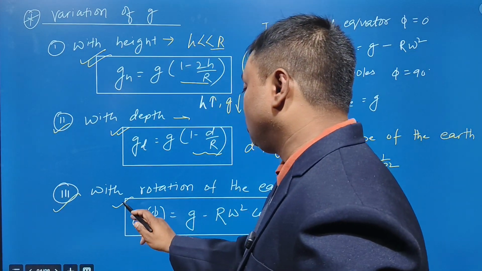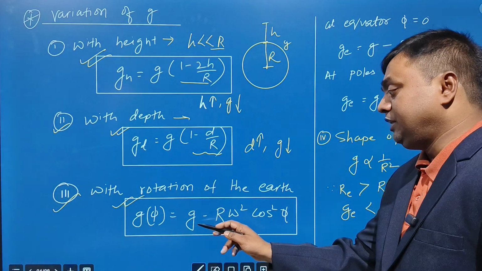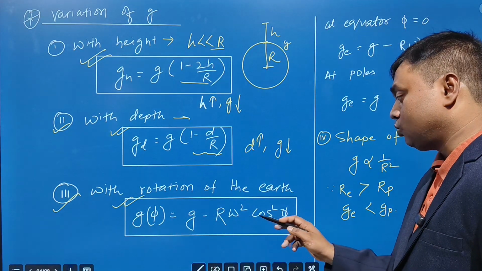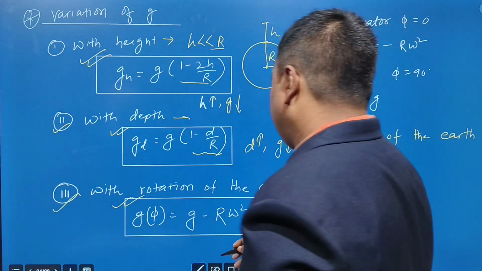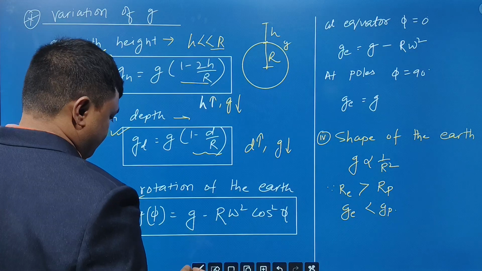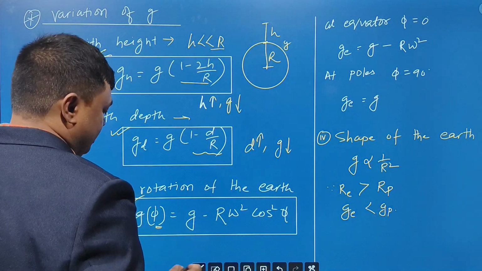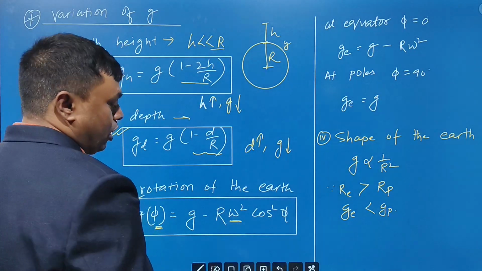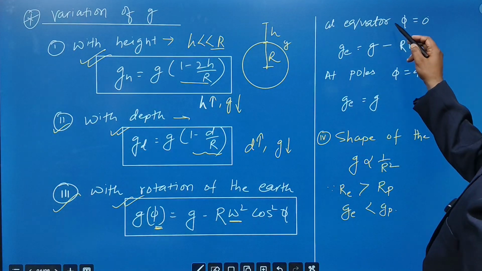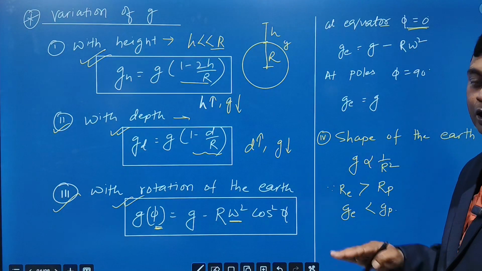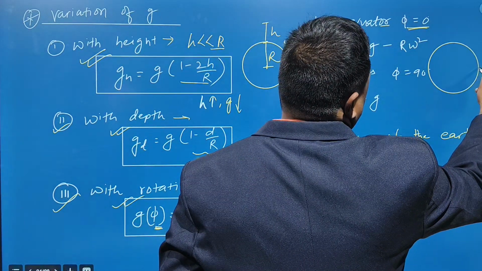Next, with the rotation of the earth, g at phi is equal to g minus r omega square cos square phi. Phi is the latitude angle, and omega is the angular velocity. When phi is at the equator, phi is 0 degree, the equatorial plane. We talk about the equator at this point.